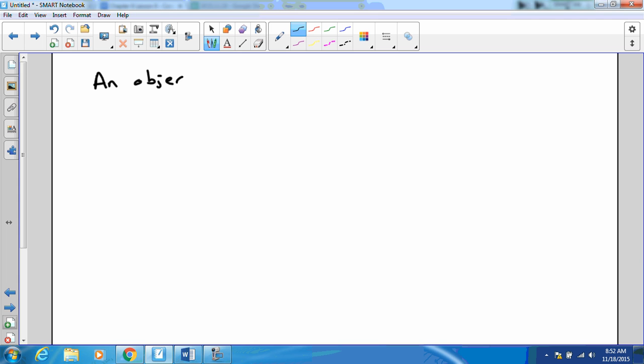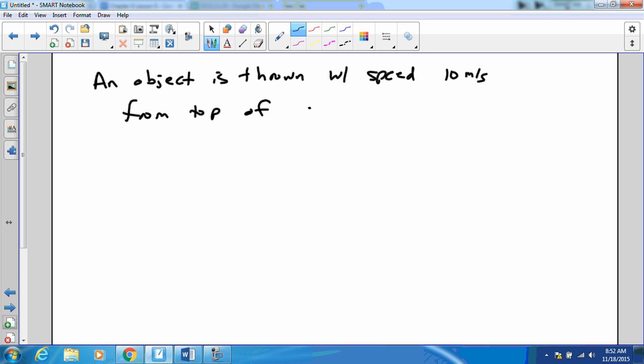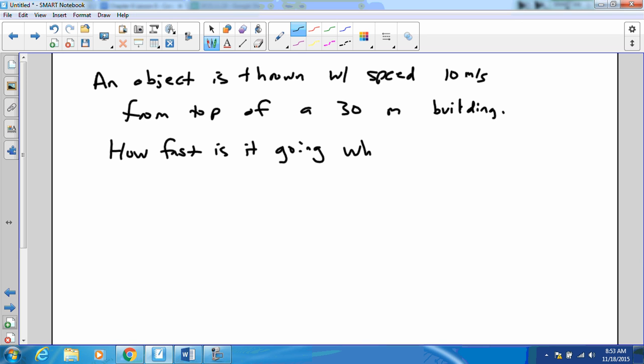Let's consider a question that we answered before. An object is thrown with speed 10 meters per second from the top of a 30-meter building. How fast is it going when it hits the ground?